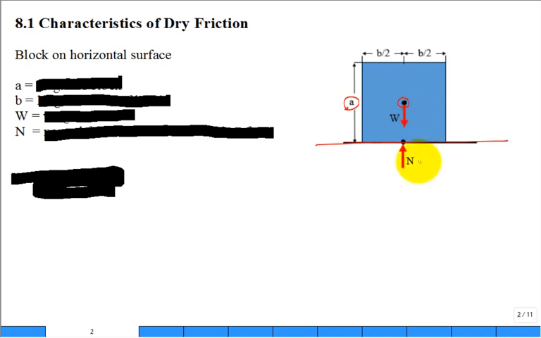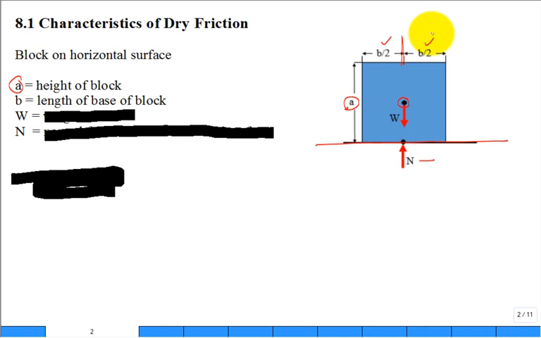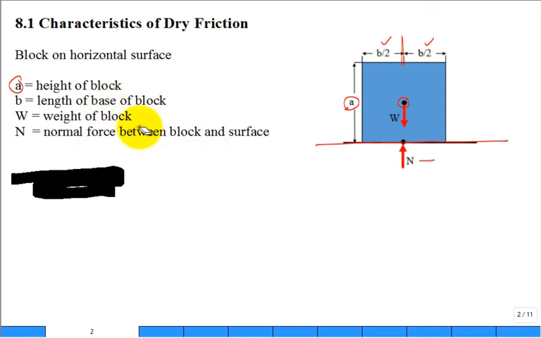There is a normal reaction between the surface and the block. What is A? Height of the block. What is B? The base of the block. Where is W located? In the middle, so B over 2 and B over 2 on both sides. What is W? The weight of the block. And what is N? That normal force between the block and the surface. If you did the free body diagram and took away the surface, you would have N pushing up on the bottom of the block.